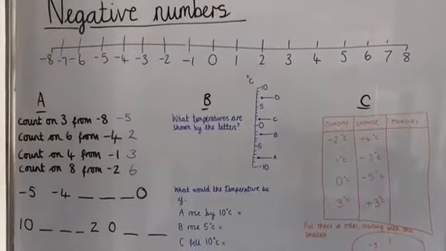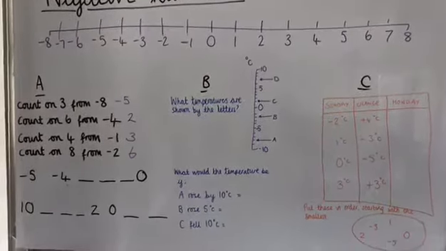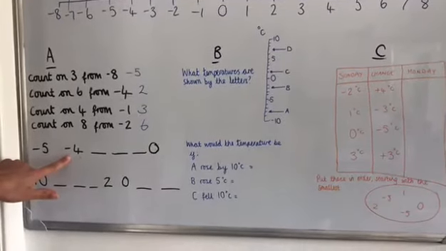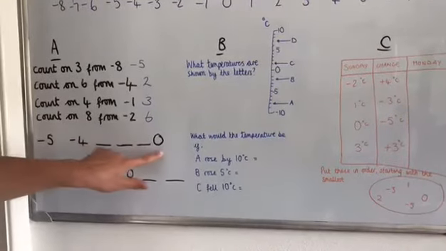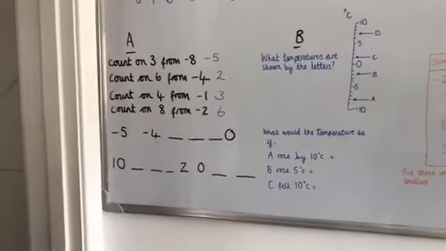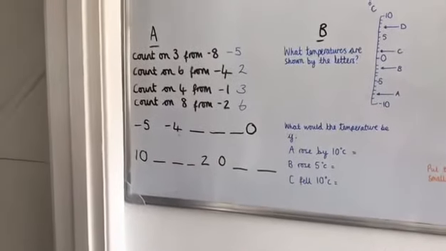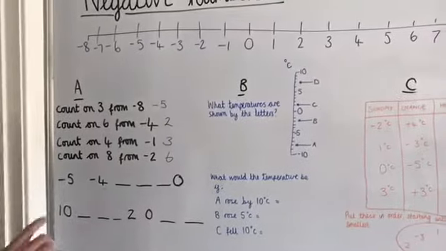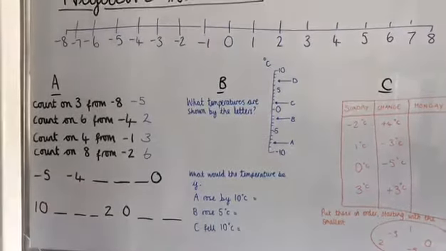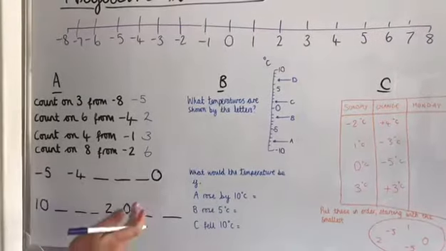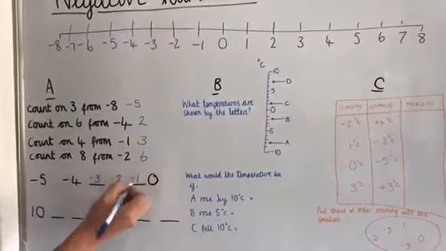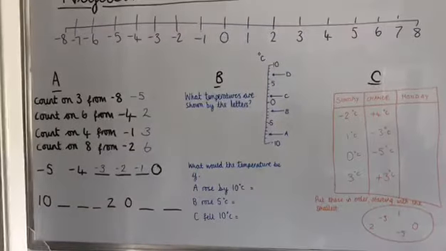Okay, and for the next part of section A, we have some missing numbers. So you can see here we have -5, -4, 3 empty spaces, and then 0. Can you fill in what numbers are missing here? Use the number line to help you. Okay, so the numbers are increasing by 1. So it's gone from -5 up to -4. So we need to continue that pattern. So you should have -3, -2, -1, and then 0.